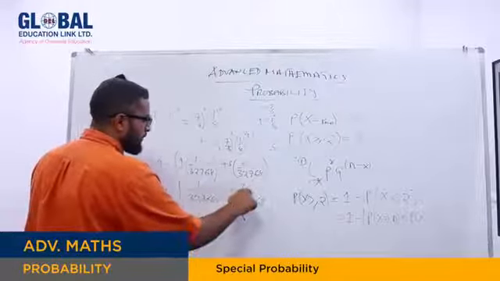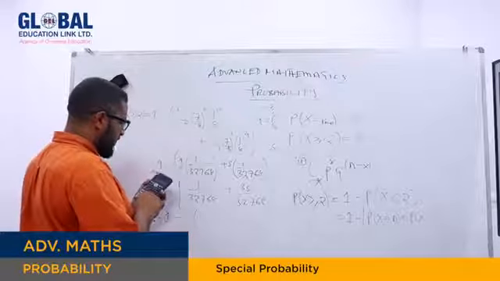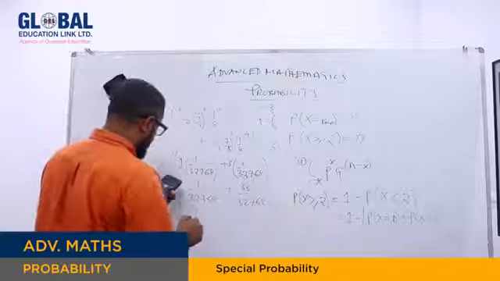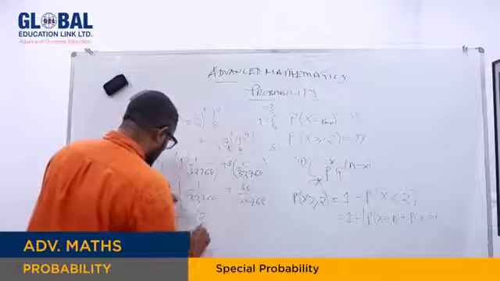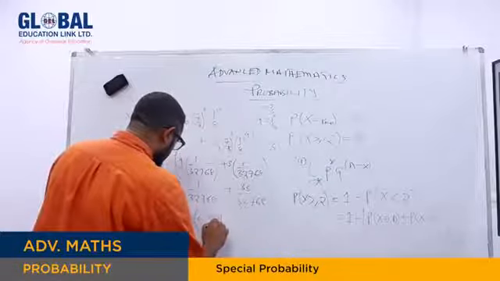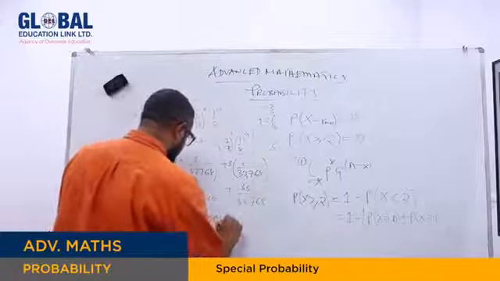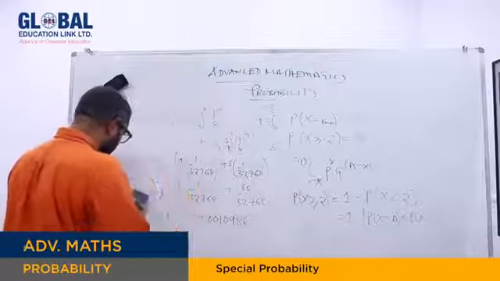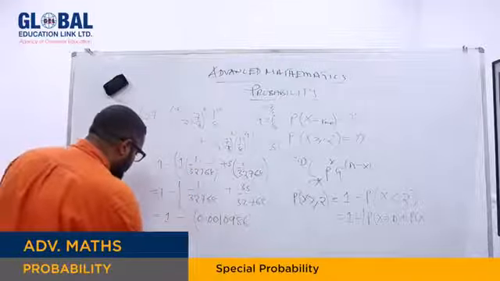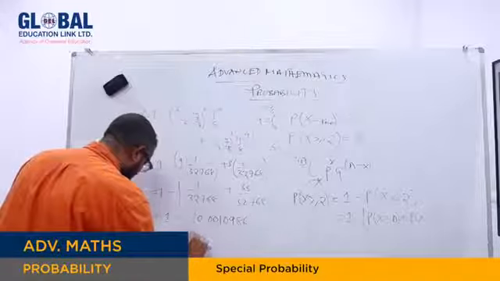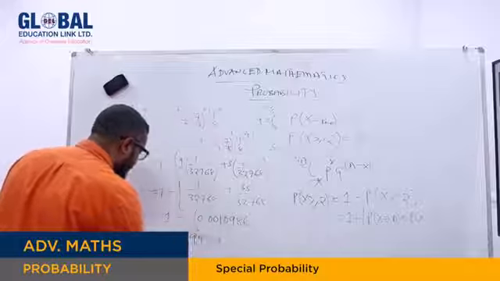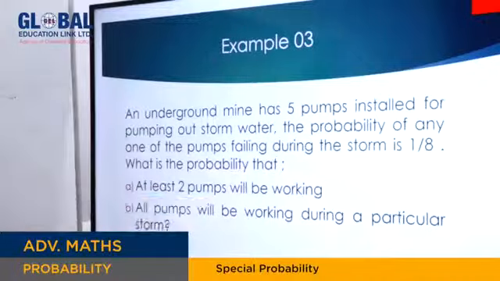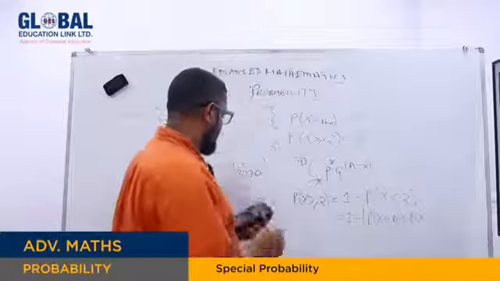So 1 plus 35 is 36. So take 36 divided by 32,768. We get 0.0010986. So when you subtract from 1, you end up having 0.9989. So that is the probability of getting at least 2 pumps working, as in part A. Let's check part B.